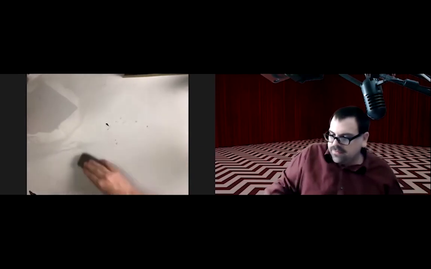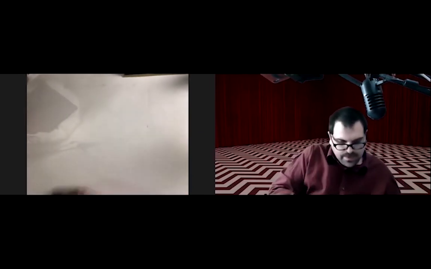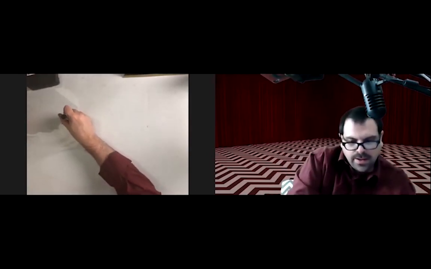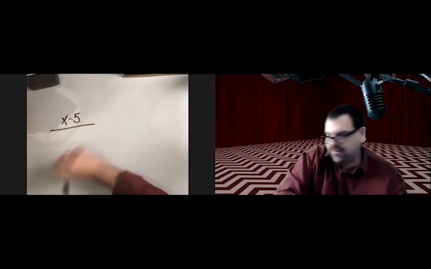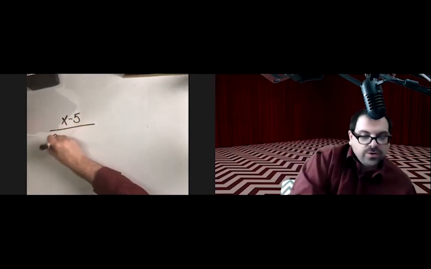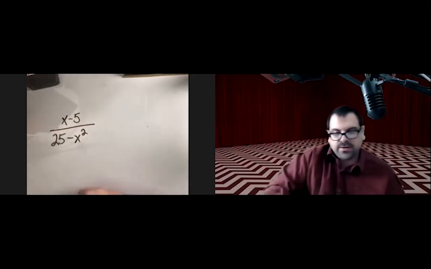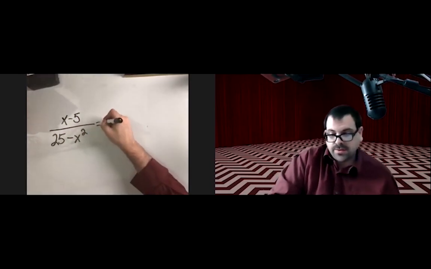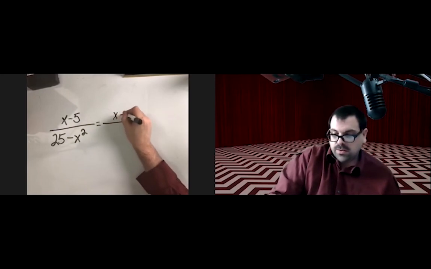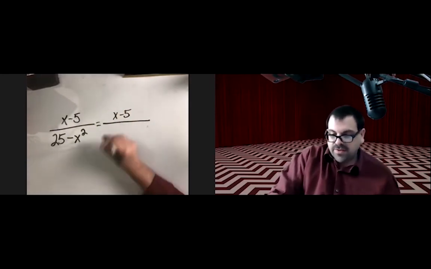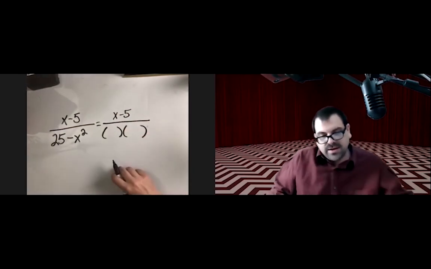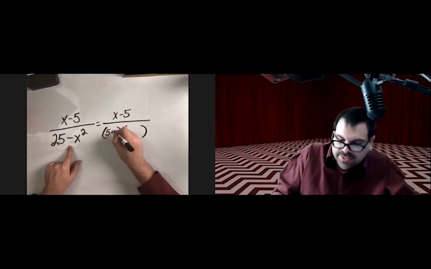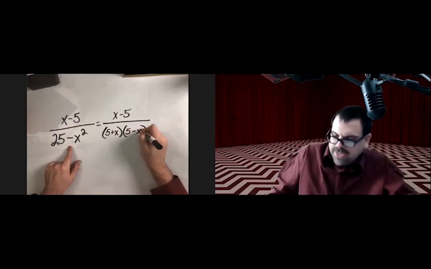Why am I pointing this out? Well, here's our next example. x minus 5 over 25 minus x squared. Let's simplify this rational expression. That's x minus 5 on the top, and the bottom is going to factor, since it's a difference of squares, to 5 plus x times 5 minus x.